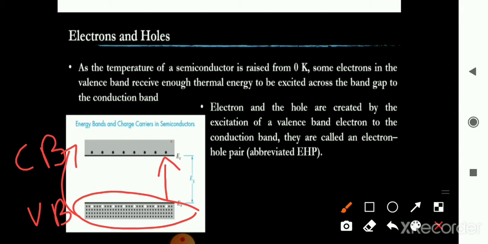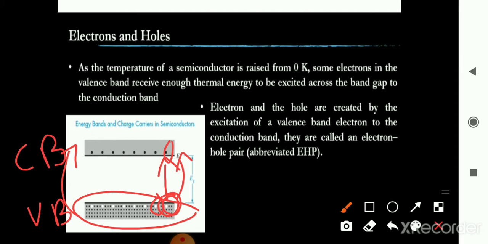When they move from the valence band to the conduction band, a vacant place is created where the electron moved from. See, when this electron moves from here to here, a vacant place is created over here. That is represented by the white dots. These white dots are nothing but a vacant place created by the movement of an electron from the valence band to the conduction band. That vacant place is nothing but a hole.